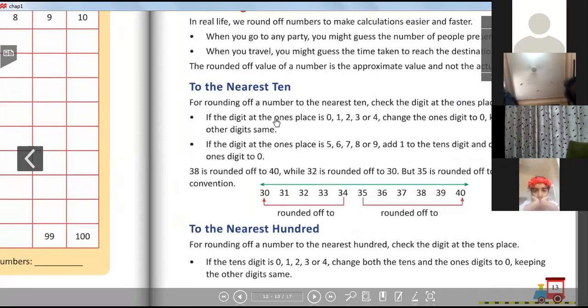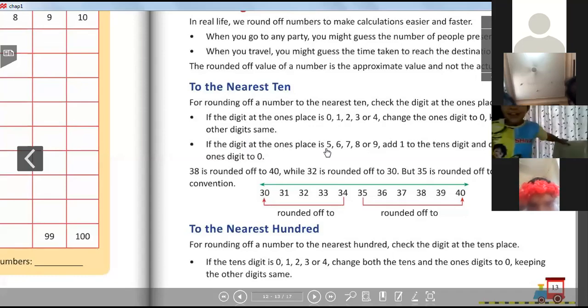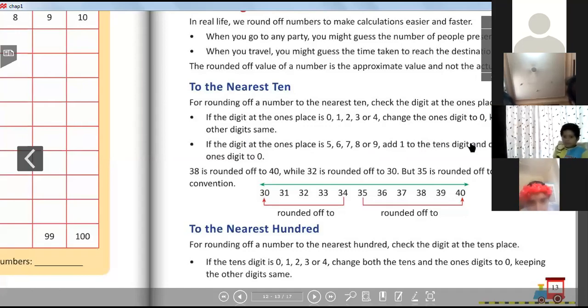Okay children? If the digit at the ones place is 0, 1, 2, 3 or 4, then what are we going to do? We have to change the ones digit to 0, other digits will remain the same. But if the digit at the ones place is 5, 6, 7, 8 or 9, means greater than or equal to 5, then we add 1 to the tens digit and change the ones digit to 0.